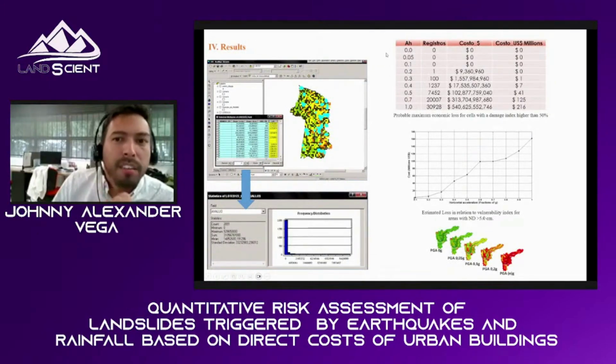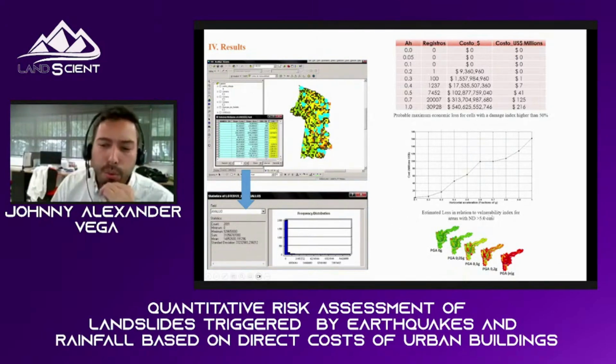We simulate the hazard and vulnerability for different values of horizontal ground acceleration, as you can see in this table, and we obtain the probable maximum economic loss for cells with a damage index higher than 50%. And also we estimate the potential loss in relation to the vulnerability index for areas with permanent displacement higher than 5 centimeters.